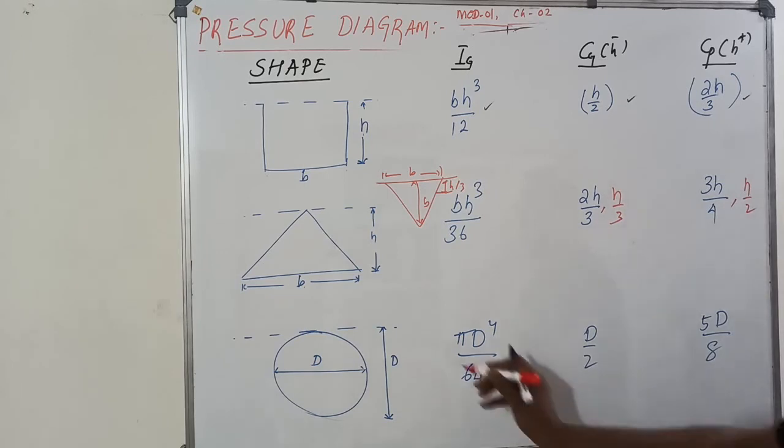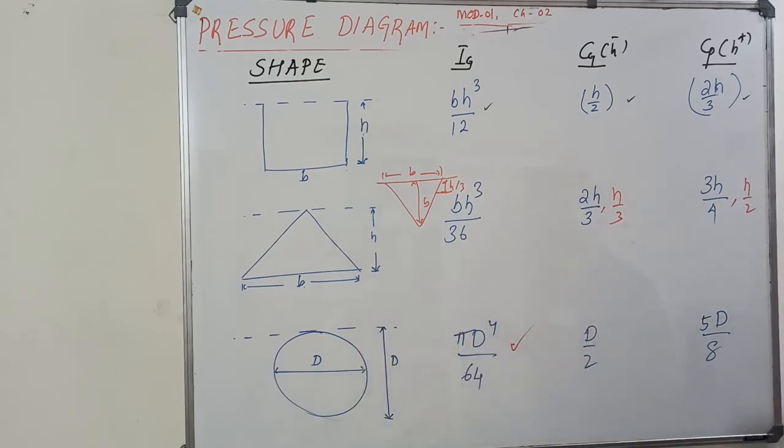Suppose you have a circular cross section, you already know IG is pi d to the 4 by 64. Your CG will be D by 2 and your CP is going to be 5D by 8. Quickly note it down. This is for RRB, SSC, JEE, one more question. You have very little time, that's why we have written it.